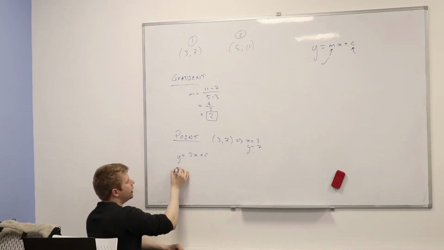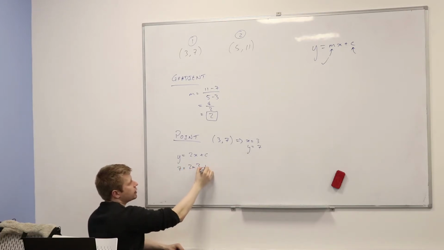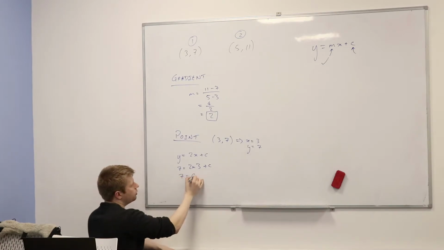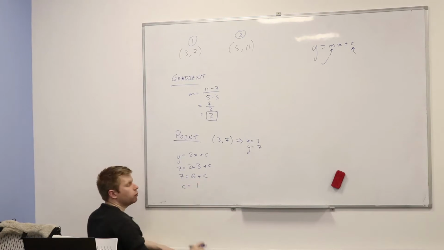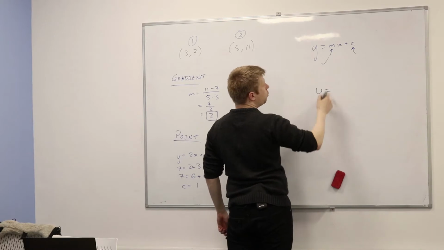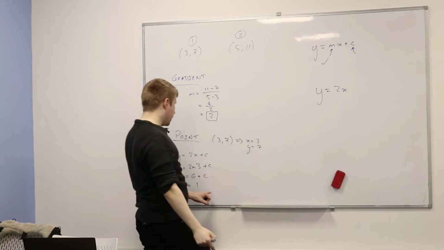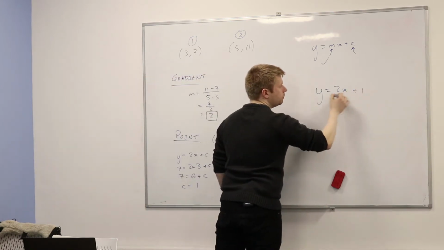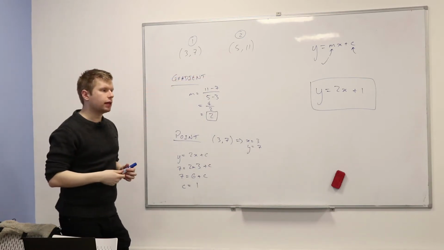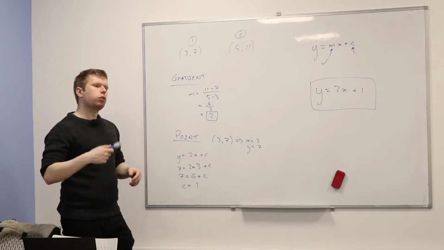So if I stick y in here, I get 7. And then 2 times 3, which is 6, plus c. That's just an equation which we can solve, right? So I get 7 equals 6 plus c, so c must be equal to 1. Then the last thing is, I just need to finish this off. I stick y equals my gradient in there, which is 2, x plus my y-intercept, which is 1. So that's the equation of the straight line which links these 2 sets of points together. In fact, all sets of points together, where the y-coordinate is twice the x-coordinate plus 1.